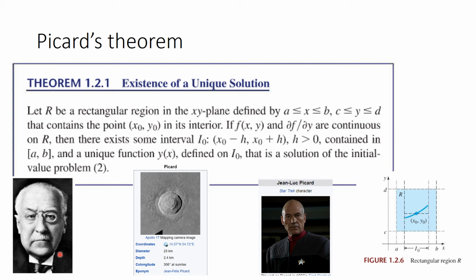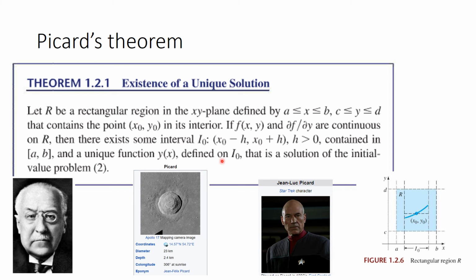This is Emile Picard, shown here. He has two big theorems that are called Picard's theorem. This is one of them. It is not Jean-Félix Picard, who has a crater named after him. He lived prior to Emile Picard, and so they only give craters on the moon one name, and so this guy doesn't have his crater, and is certainly not Jean-Luc Picard, the Star Trek character. But here's what the theorem says.